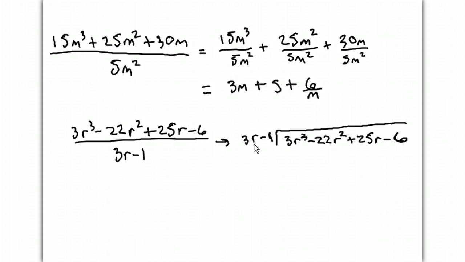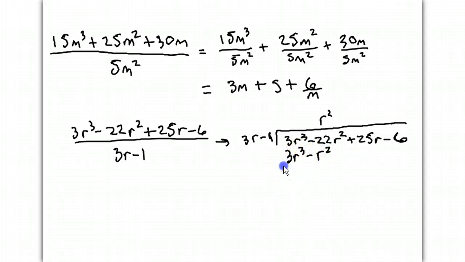So the first thing we need to think about is you're looking at just 3r. You want to say, okay, what do I need to multiply times 3r to get 3r to the third? Well, you need to multiply by r squared. So you put that here, right on top of the r squared term. So when you multiply r squared times 3r minus 1, you get 3r cubed minus r squared.